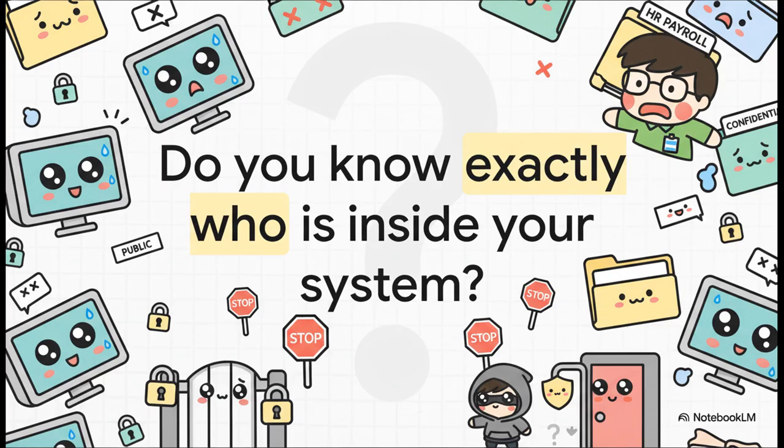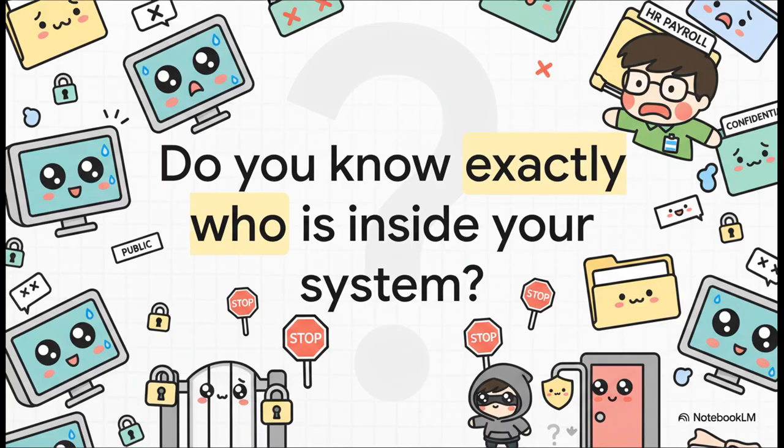Just picture this: a well-meaning marketing associate accidentally stumbling into highly confidential HR payroll files simply because they clicked the wrong folder. It sounds kind of absurd, but without proper controls, that chaotic reality of unauthorized access is something we desperately need to prevent. We always picture cyber threats as these shadowy, external hackers in hoodies.